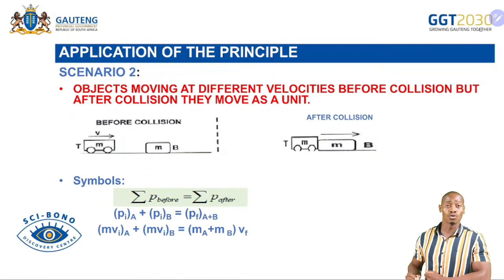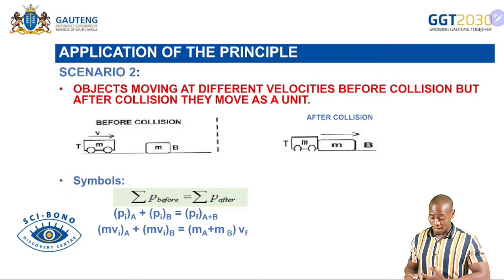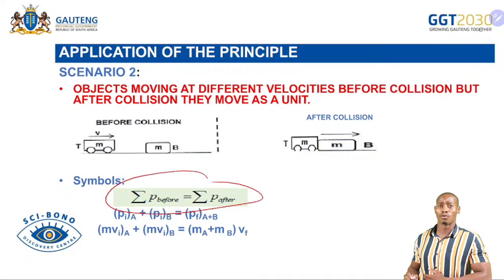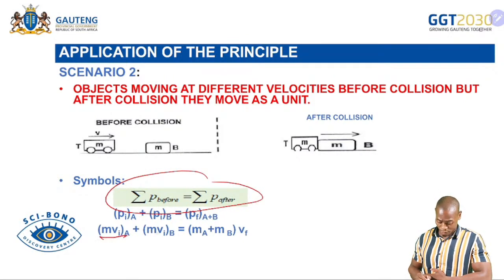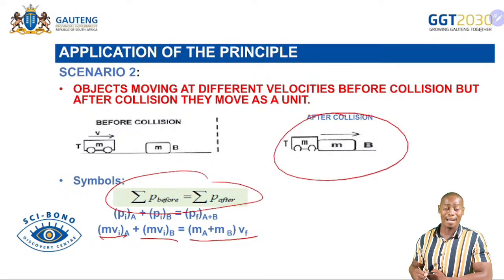Then scenario number 2, where objects are moving at different velocities before collision, but after collision they are moving as one, as a unit. The equation is still the same: sum of momentum before collision equals sum of momentum after collision. Then we can expand that because they have different velocities before collision. After collision, remember, they're moving as one, so we treat that as one object. That is why the masses are combined in this equation.